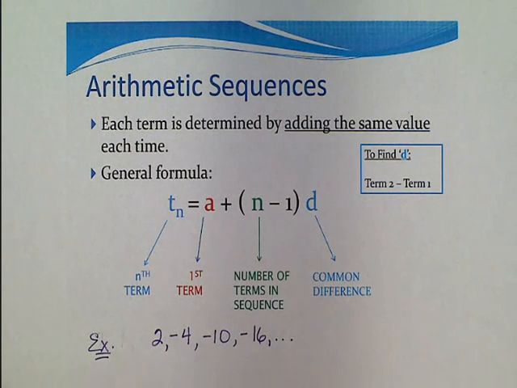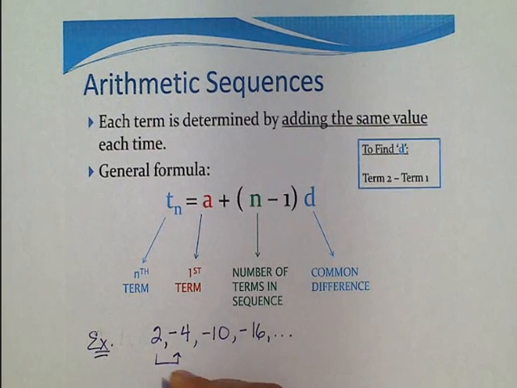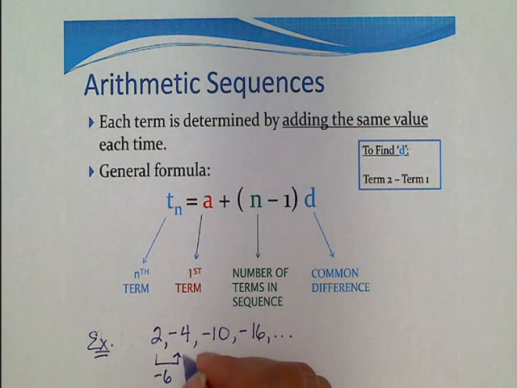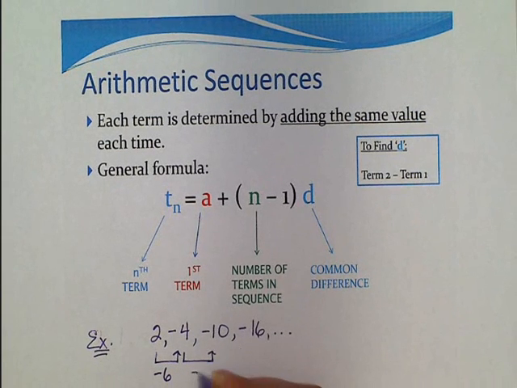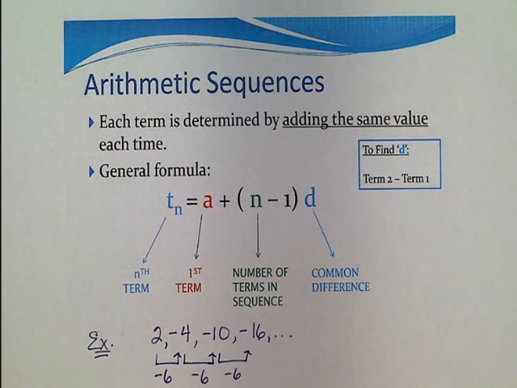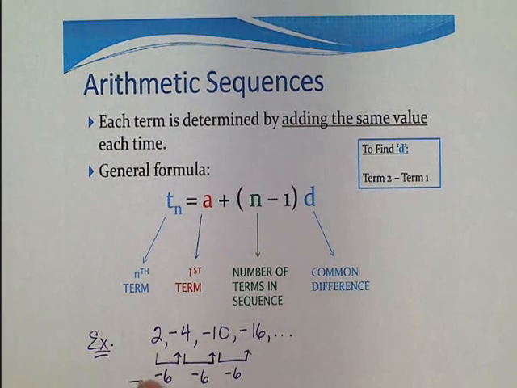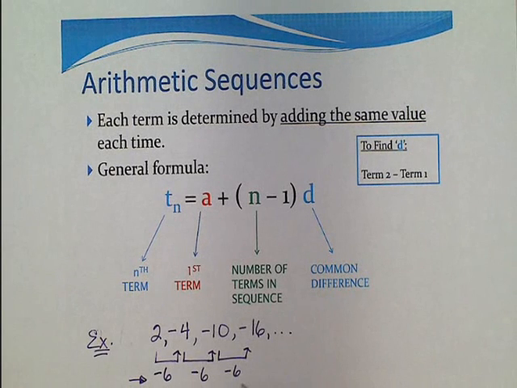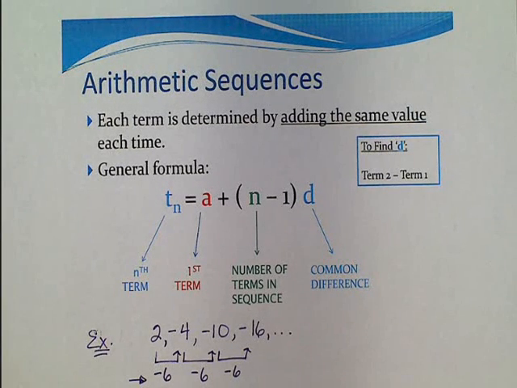So for example, to get from the first term to the second term, I would need to subtract 6 or add -6. To get from the second term to the third term, I would need to subtract 6. And the third term to the fourth term, I would need to subtract 6. So because the values that I need to add or subtract to get from one term to the next are the same, this value here is called the common difference. Okay, that's what makes it an arithmetic sequence. It has to be a number that you're adding or subtracting each time to get to the next term.